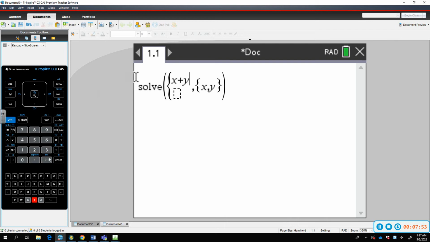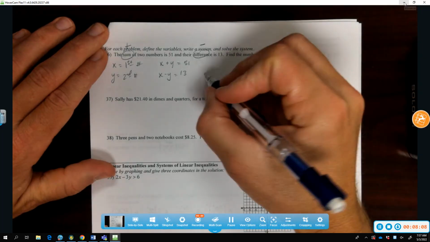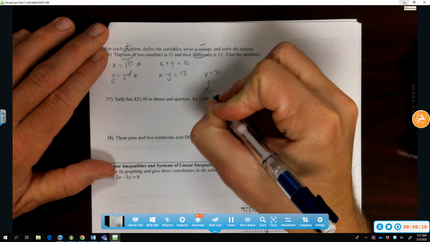X plus y equals 51. The sum is equal to 51. So that's my first equation. And the difference, x minus y, is equal to 13. Oh my goodness, x is 32, y is 19. So x equals 32 and y equals 19.